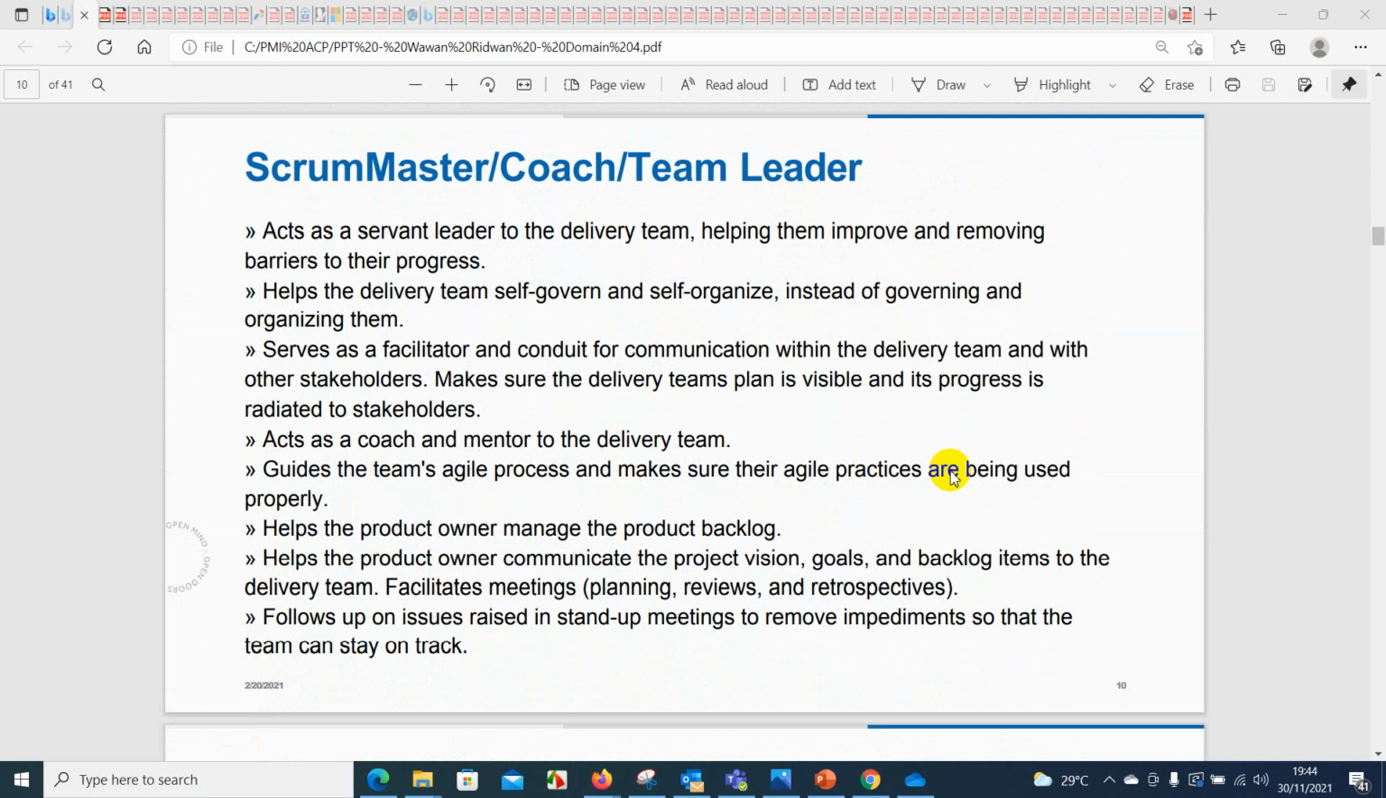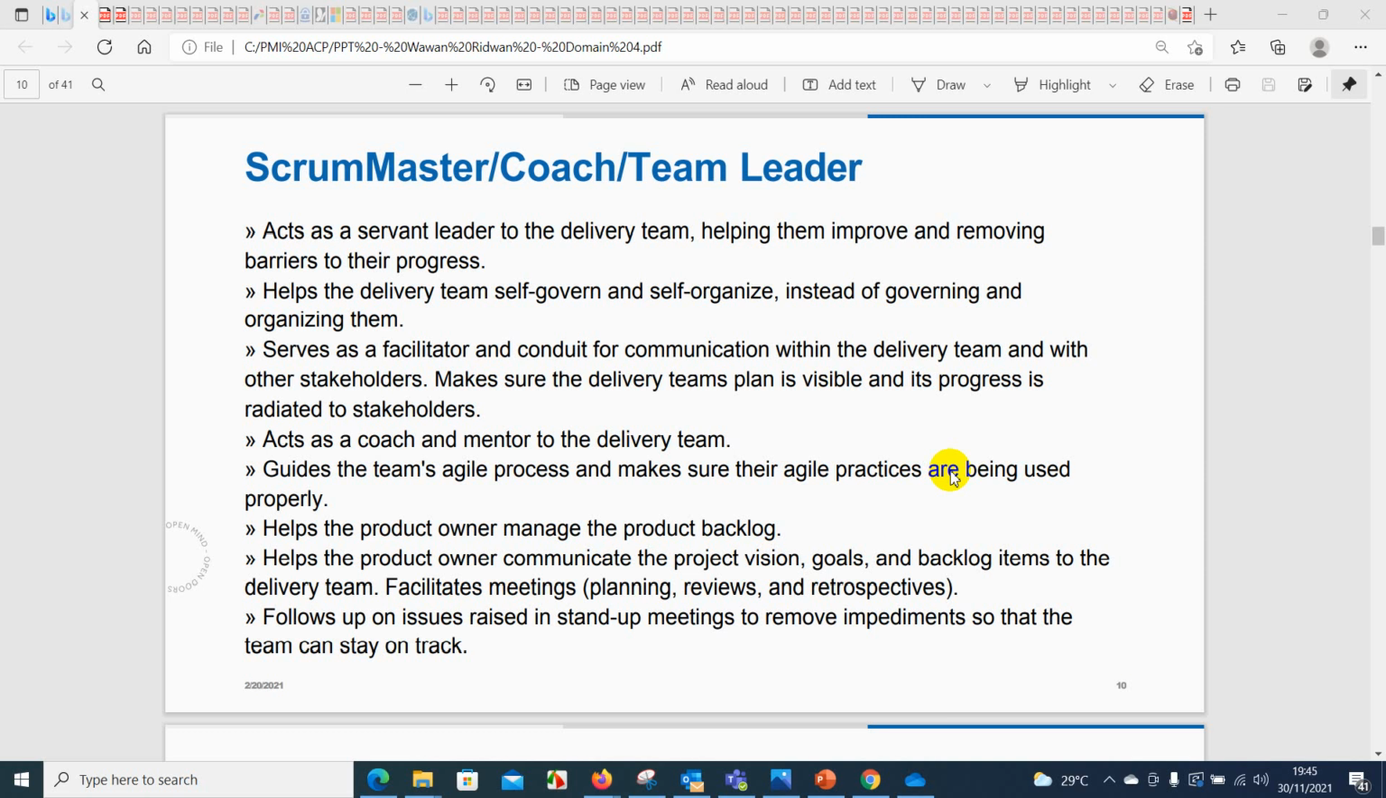Okay, act as a servant leader to the delivery team, helping them improve and removing barriers to their progress. Help the delivery team self-govern and self-organize instead of governing and organizing them. Okay, serve as a facilitator and conduit for communication within the delivery team and with other stakeholders. Make sure the delivery team's plan is visible and its progress is radiated to stakeholders.